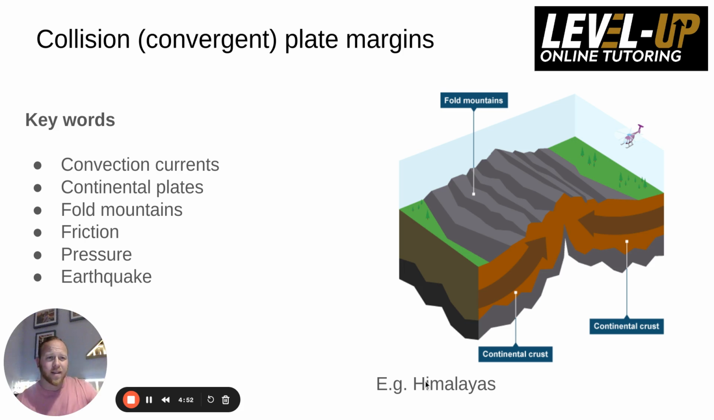So, bit of trivia, Mount Everest is getting bigger every single year as those two continental plates are colliding and pushing up, making it taller and taller each year. And it's been responsible for some massive earthquakes in the past, like in Nepal, which killed about 6,000 people.